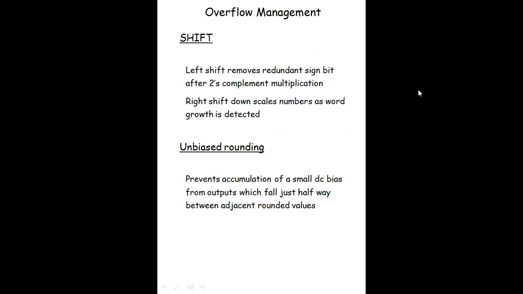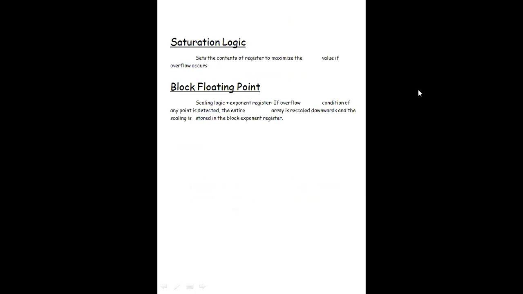What about overflow management, the shift and the unbiased rounding? A left shift removes the redundant sign bit after two's complement multiplication. Similarly, a right shift downscales numbers as word growth is detected. Unbiased rounding prevents accumulation of a small DC bias from outputs which fall just halfway between adjacent rounded values. Saturation logic sets the registers to the maximum value on overflow.